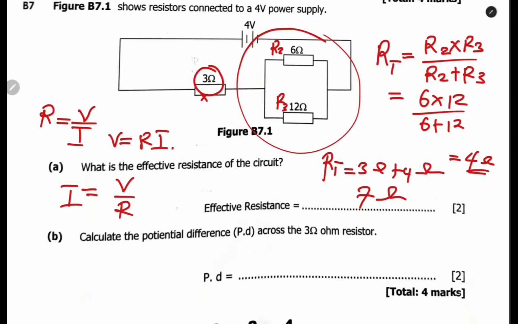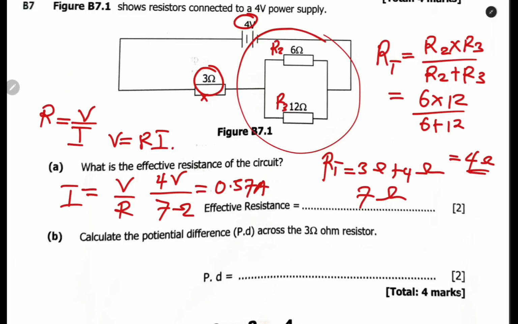What is the total voltage that we have here? The total voltage is 4 volts, which is given here. Then the total resistance that we found is 7 ohms. If you divide this, it is 4 divide 7. 4 divide 7, you are going to find 0.57 amps as the total current.